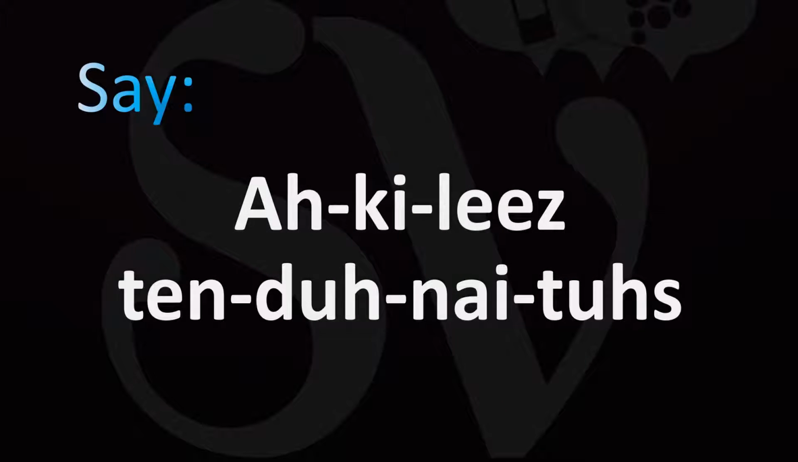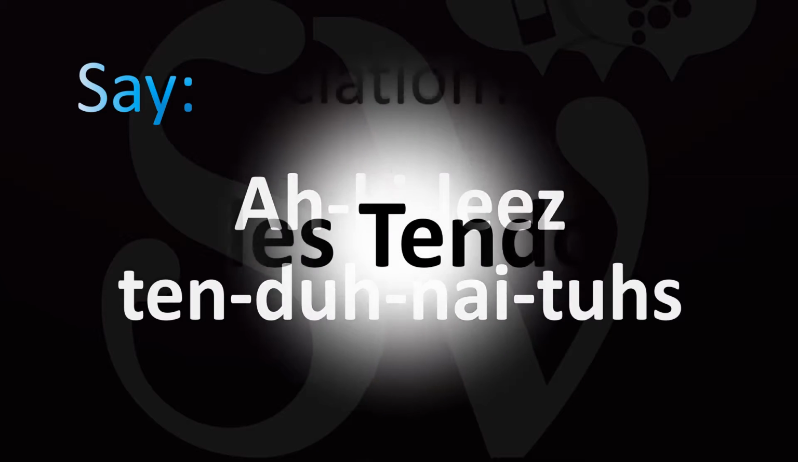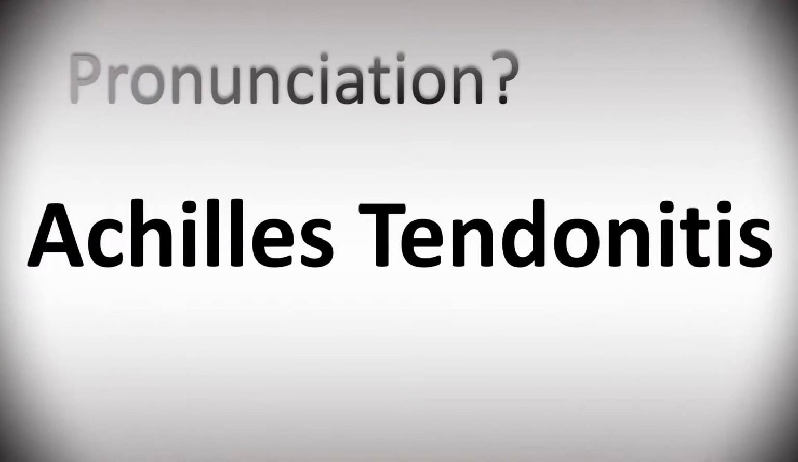Achilles. Achilles, with a stress on that second syllable here. Achilles tendon, okay. Now the name of the injury itself is tendonitis. That's British English. Tendonitis. In American English it's rather said as tendonitis, okay. So let's summarize.